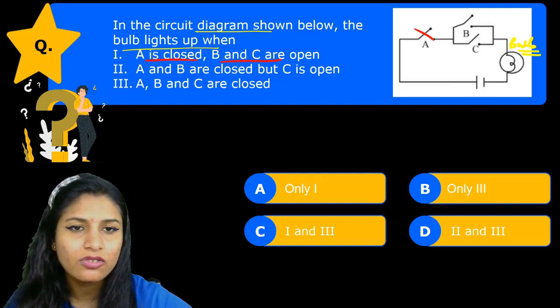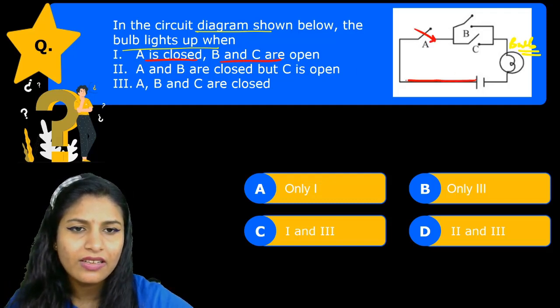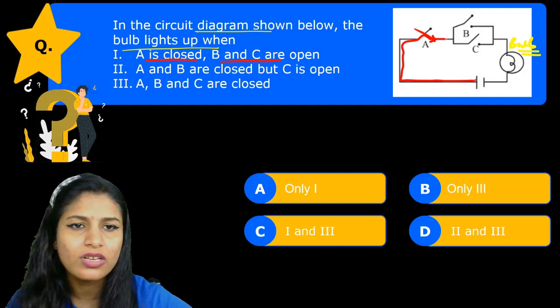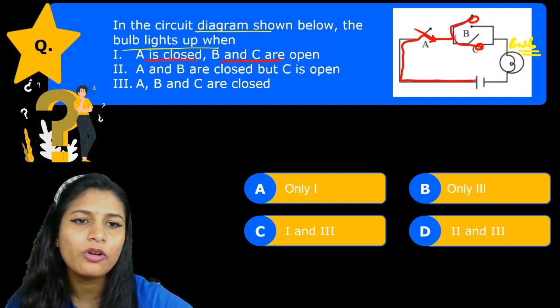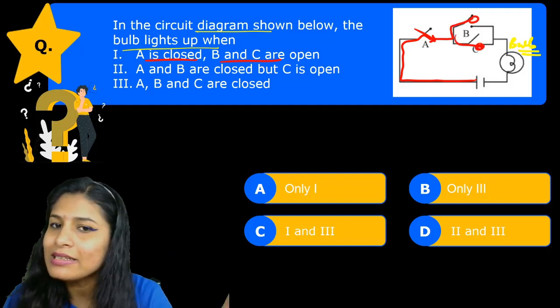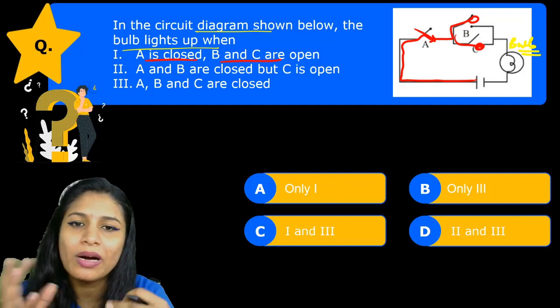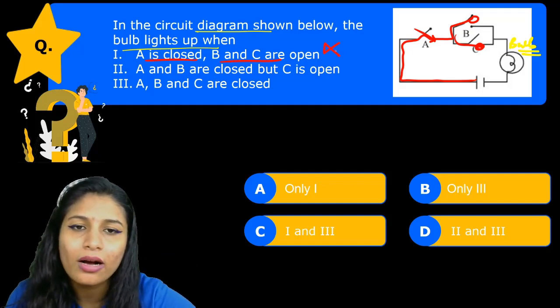Okay, let us close A and see whether the circuit is complete or not. A is closed, B is open, C is open. If both of these are open, then the circuit is not closed. If the circuit is not closed, the bulb is not going to light up. This is wrong.